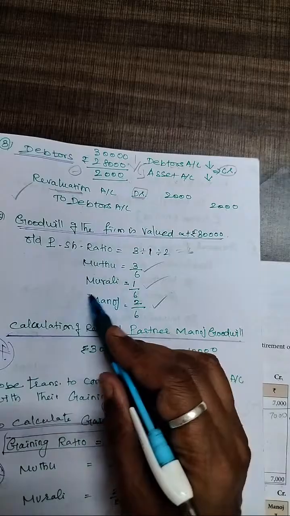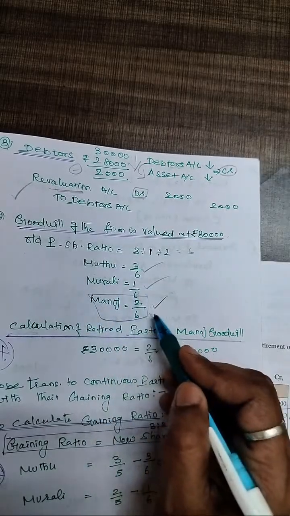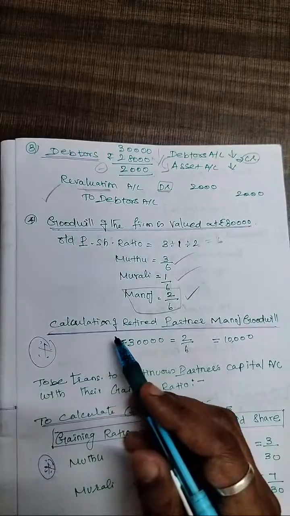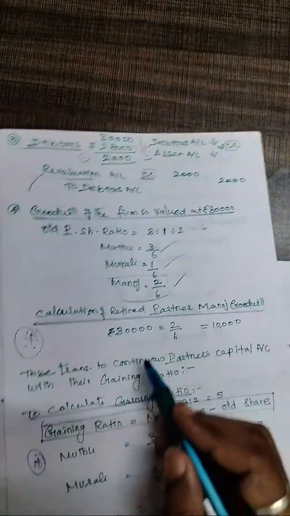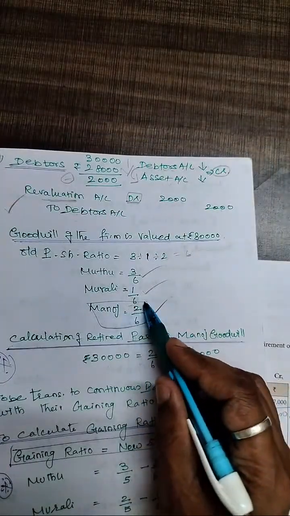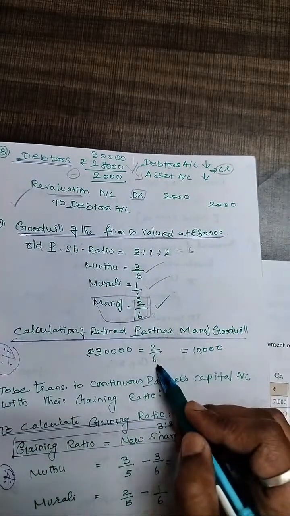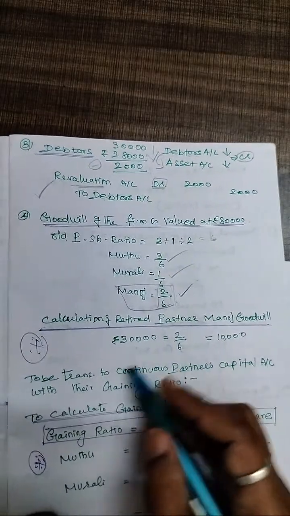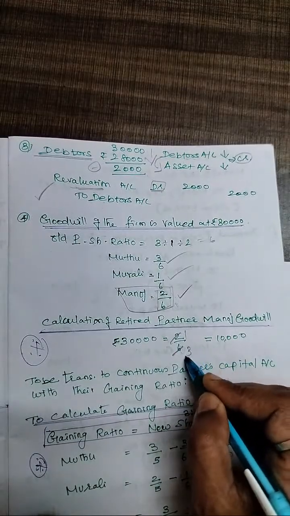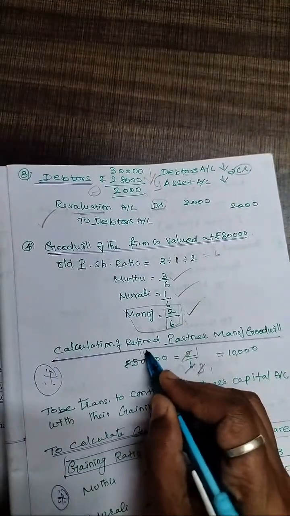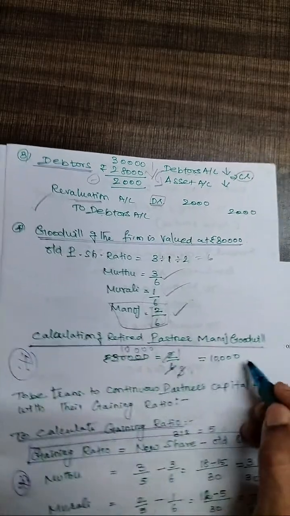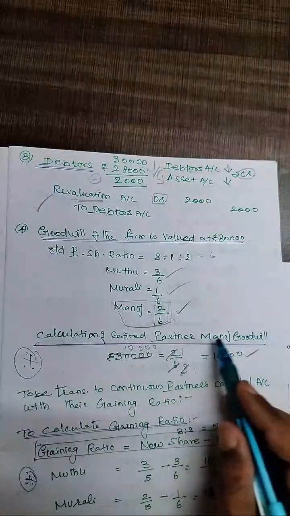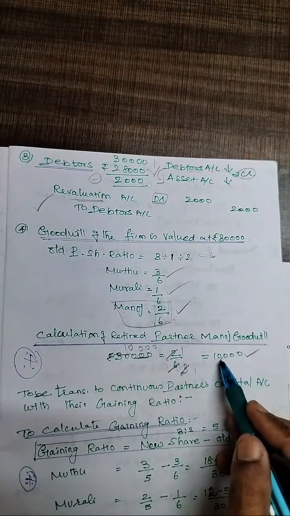Who is retired from the partnership firm? Manoj is retired from the partnership firm. So we need to calculate the goodwill for retired partner Manoj, right? What is the goodwill value given in the question? 30,000 rupees. For Manoj, the profit sharing ratio is 2 by 6, right? So now we calculate: 2 3s are 6, 10 3s are 30. Okay, the remaining 0 is to be added here. So 10,000 rupees. Retiring partner Manoj's share of goodwill is 10,000 rupees.